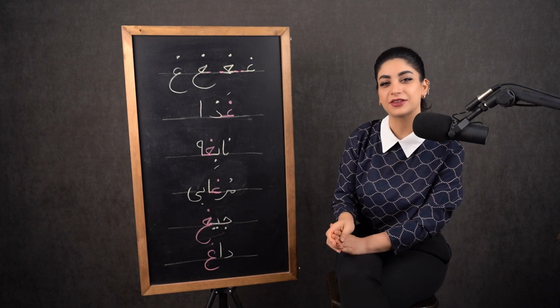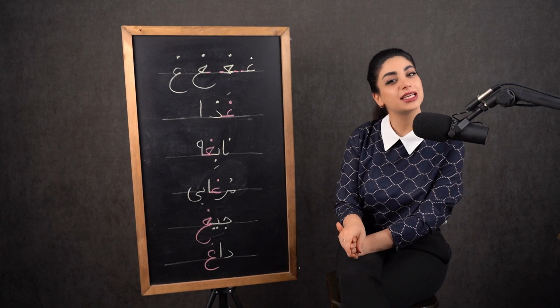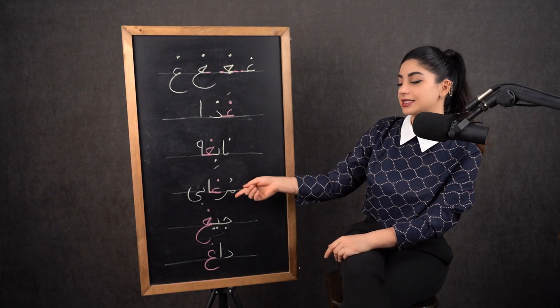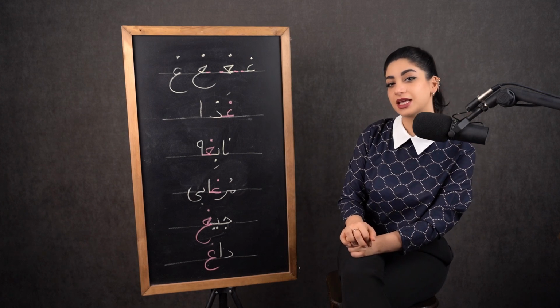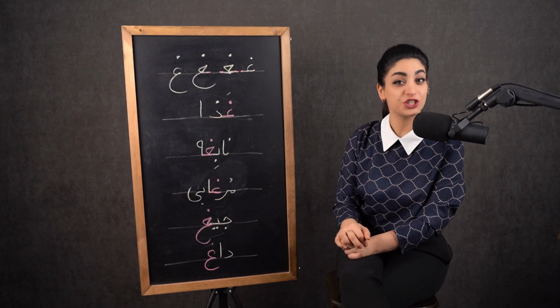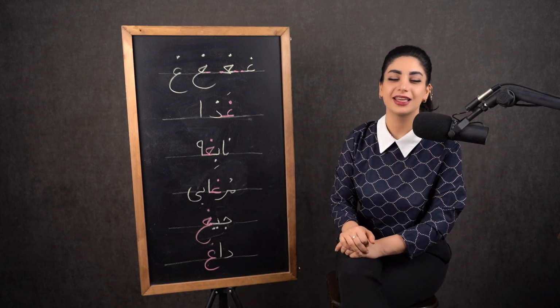And instead of saying food, we say غذا. Instead of saying genius, we say نابغه. Instead of saying duck, we say مرغابی. Instead of saying scream, we say جیغ. And instead of saying hot, we say داغ.